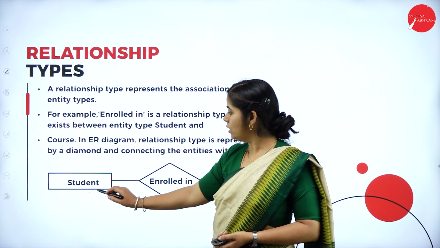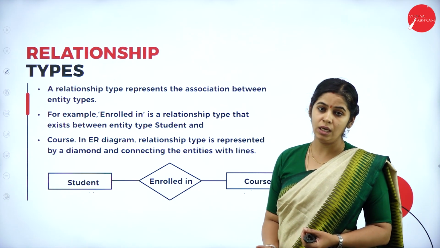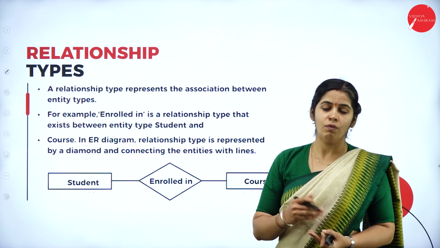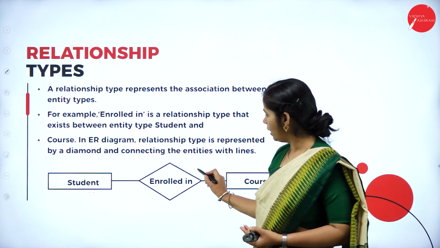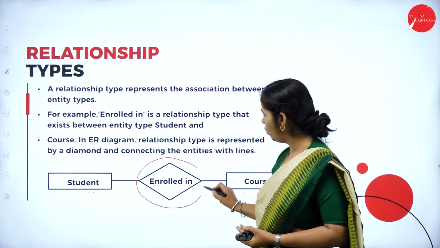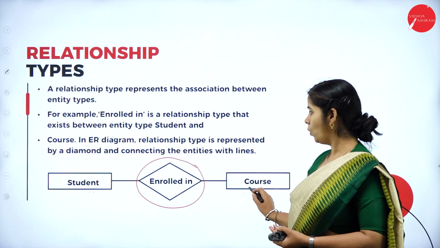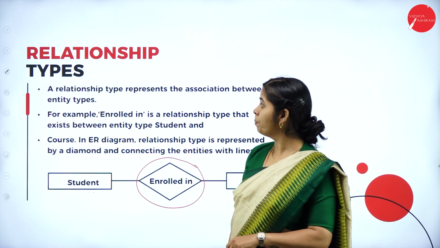For example, student is an entity in the student database, and course is an entity in the student database. Unless a student is registered to the course, we cannot consider the individual as a student. Only the connection we have, enrolled. The student has enrolled to the course. This is the relationship between two entities.